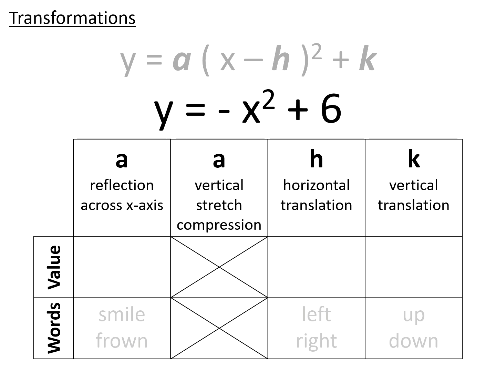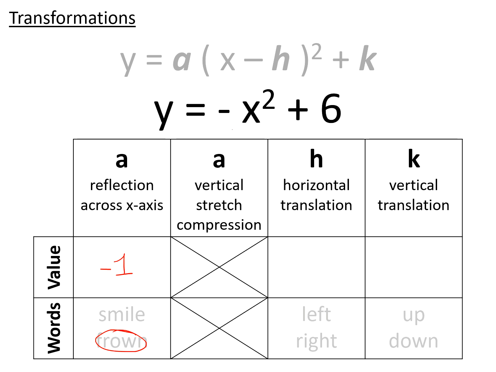In today's lesson, we'll be learning how to transform quadratic relations. Take a look at this quadratic relation in vertex form. Our a value is -1, which means our parabola is going to be frowning or opening downwards.